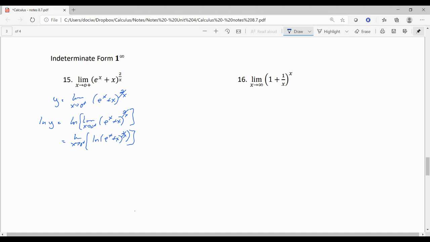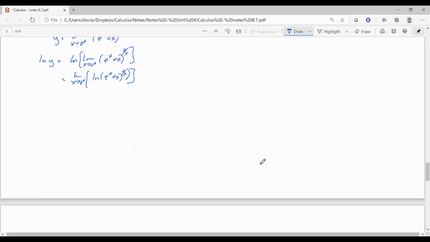So the natural log of y is equal to the limit as x approaches 0 of 2 over x times the natural log of e to the x plus x. This is getting sloppy. Natural log of e to the x plus x.